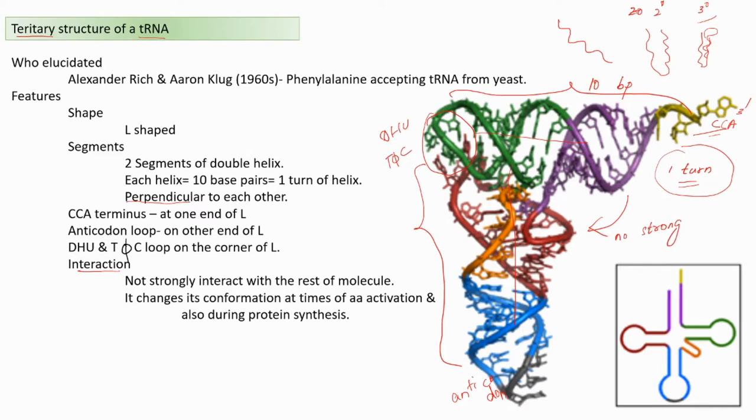Because at the time the tRNA binds with its corresponding amino acid, it undergoes many conformational changes. So for the need of undergoing those conformational changes, it can't stay with a strong interaction with the others. So, okay, with this we finish the structural organization of tRNA and today's class. Thank you.